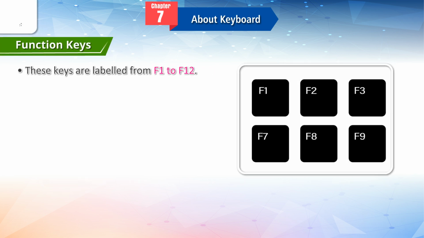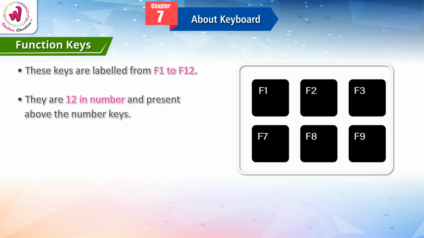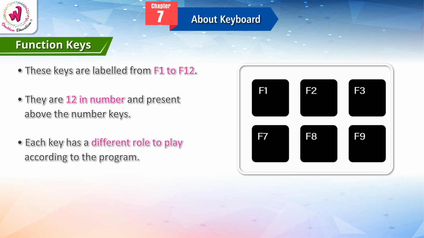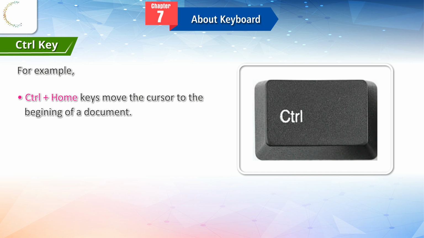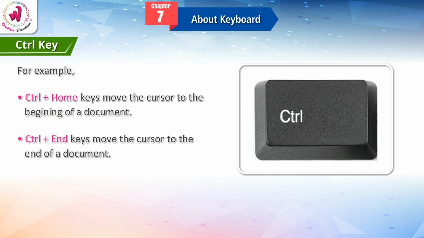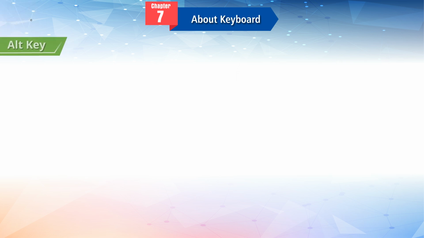Function keys. These keys are labeled from F1 to F12. They are 12 in number and present above the number keys. Each key has a different role to play according to the program. Control key. The control key is used with some other keys to perform some specific tasks. A keyboard has 2 control keys. For example, Control plus Home keys move the cursor to the beginning of a document. Control plus End keys move the cursor to the end of a document.